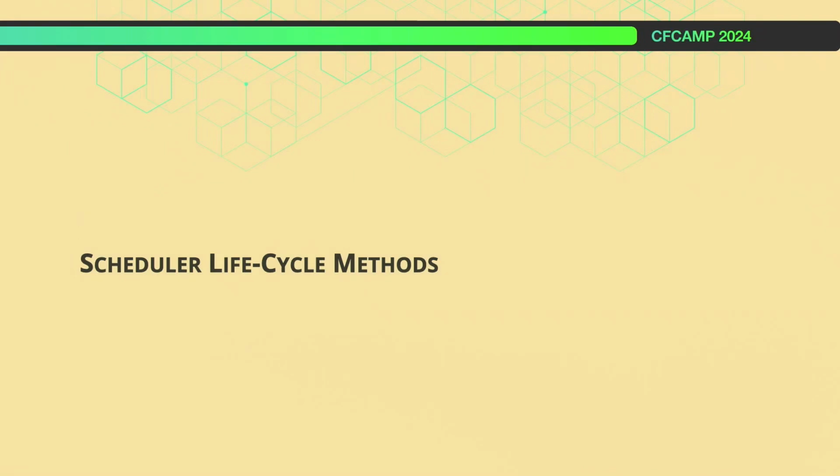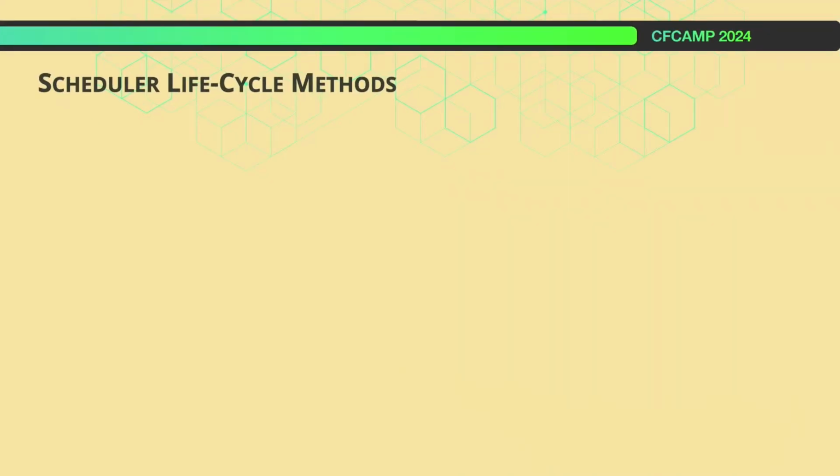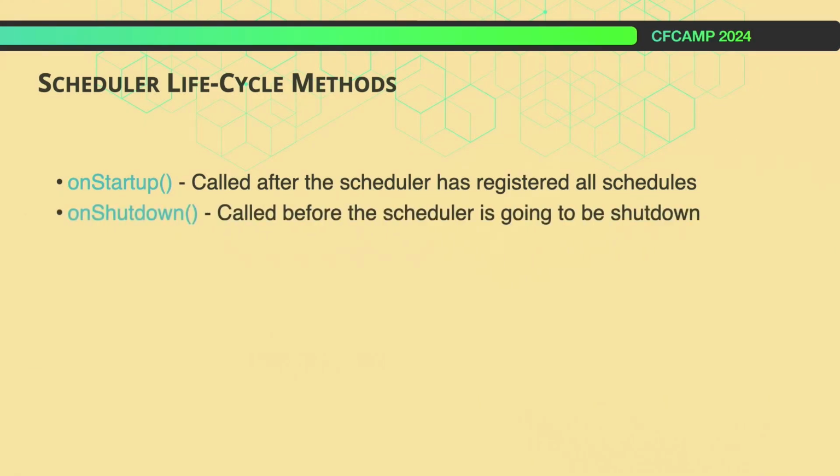Right, lifecycle methods, really important, especially for the people that are going to be managing your scheduled tasks, right? How do I recover? How do I know what went wrong? So you have an onStartup. This is called after the scheduler has registered all the schedules. Okay? Like I said, you can have many schedulers, not only one. onShutdown, there's cleanup that you can do. So when a scheduler is about to go down, you can actually intercept.